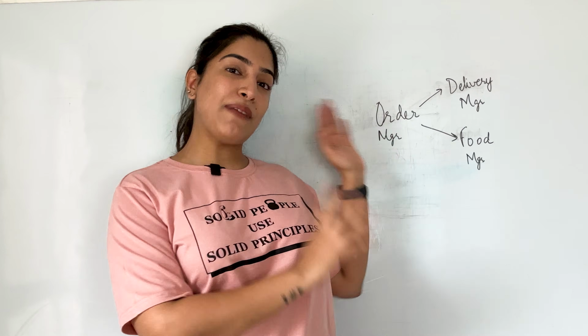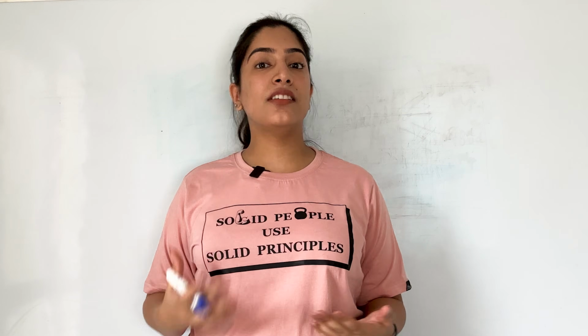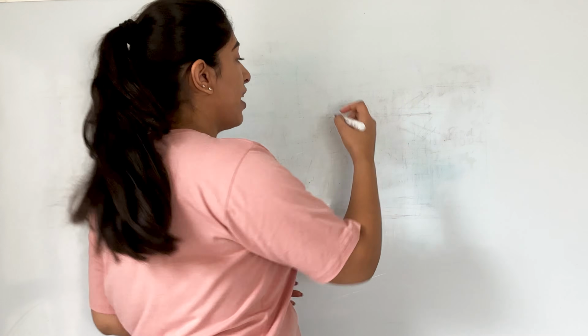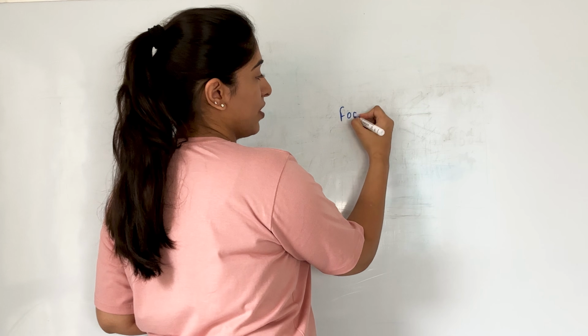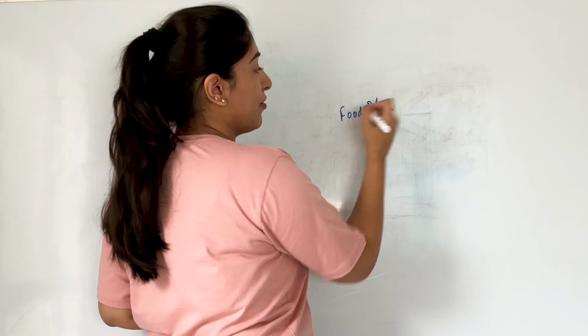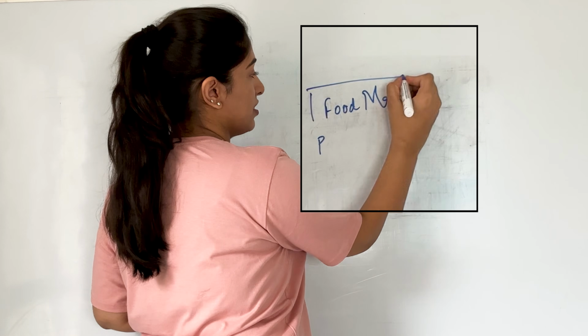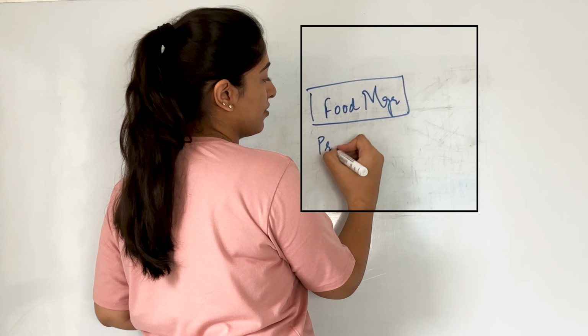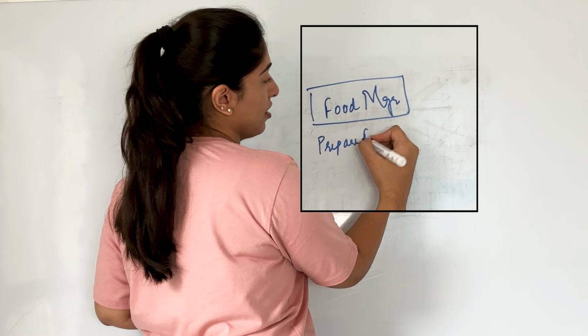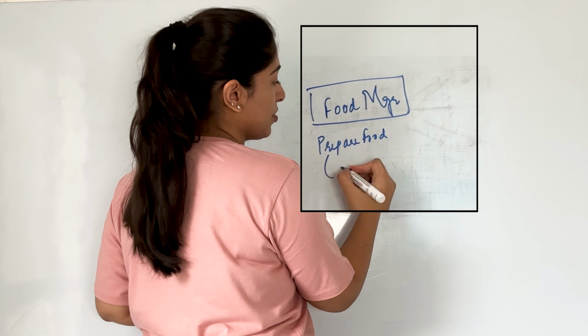But for now, let's get back to our Swiggy Zomato. Let's just start looking at the food subsystem first. So our order manager is going to send the request to the food manager that you have to start preparing food. So this is going to be one class, and the function that is going to be there inside is prepare food. What all things will be passed inside this?